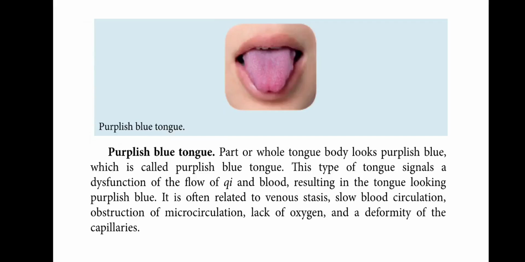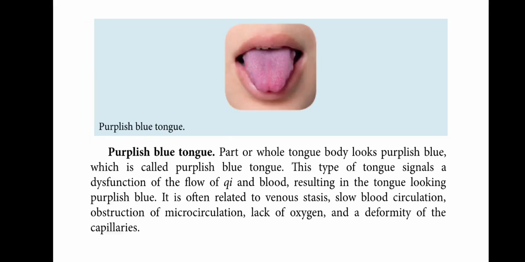Purplish blue tongue. Part or whole tongue body looks purplish blue, which is called purplish blue tongue. This type of tongue signals a dysfunction of the flow of qi and blood, resulting in the tongue looking purplish blue. It is often related to venous stasis, slow blood circulation, obstruction of microcirculation, lack of oxygen, and a deformity of the capillaries.